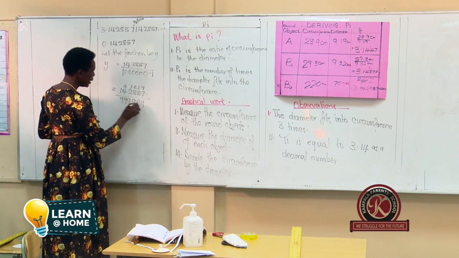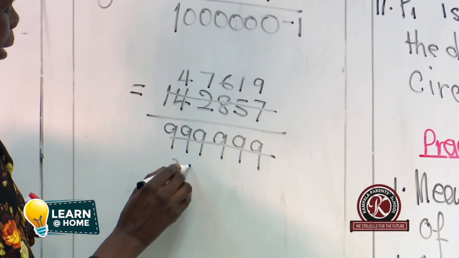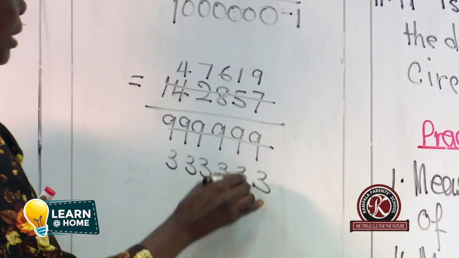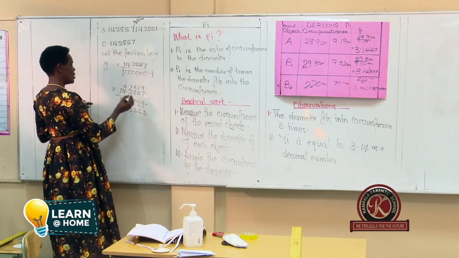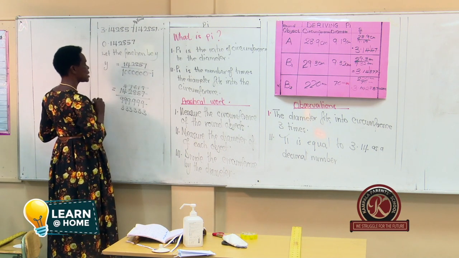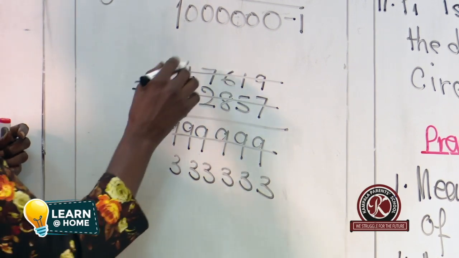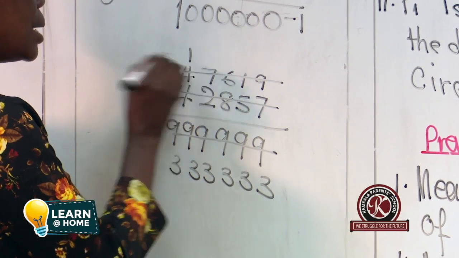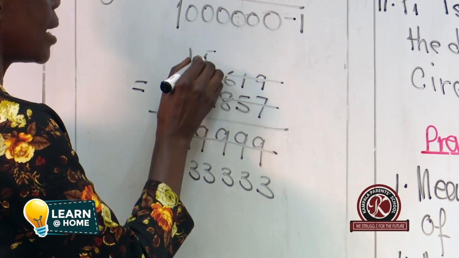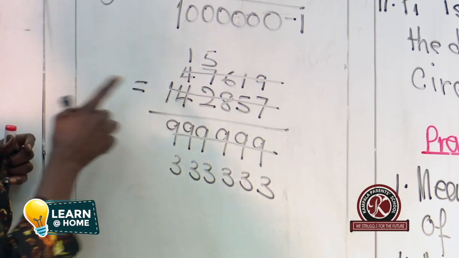Then this one here, what do we get? 3, 3, 3, 3, 3, 3. By 3, this one can still be divisible by 3. Let us start with the upper one. What do we get here? 1. 1 to this one, what do you get? 5. 5, you remain with 2.